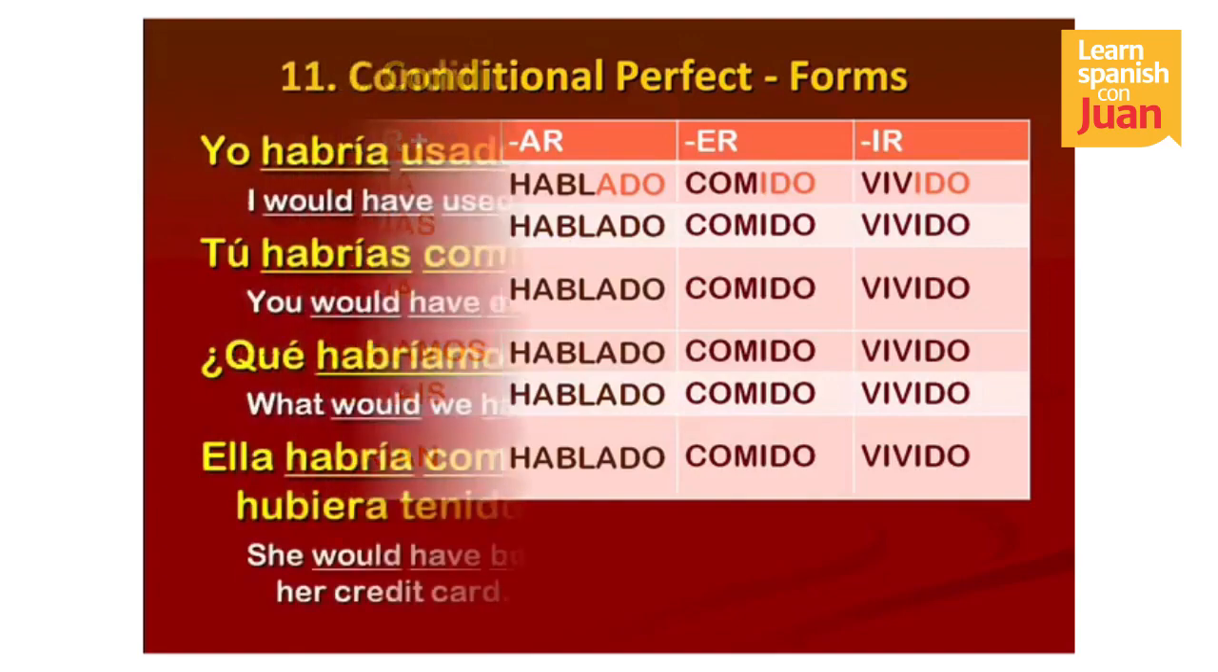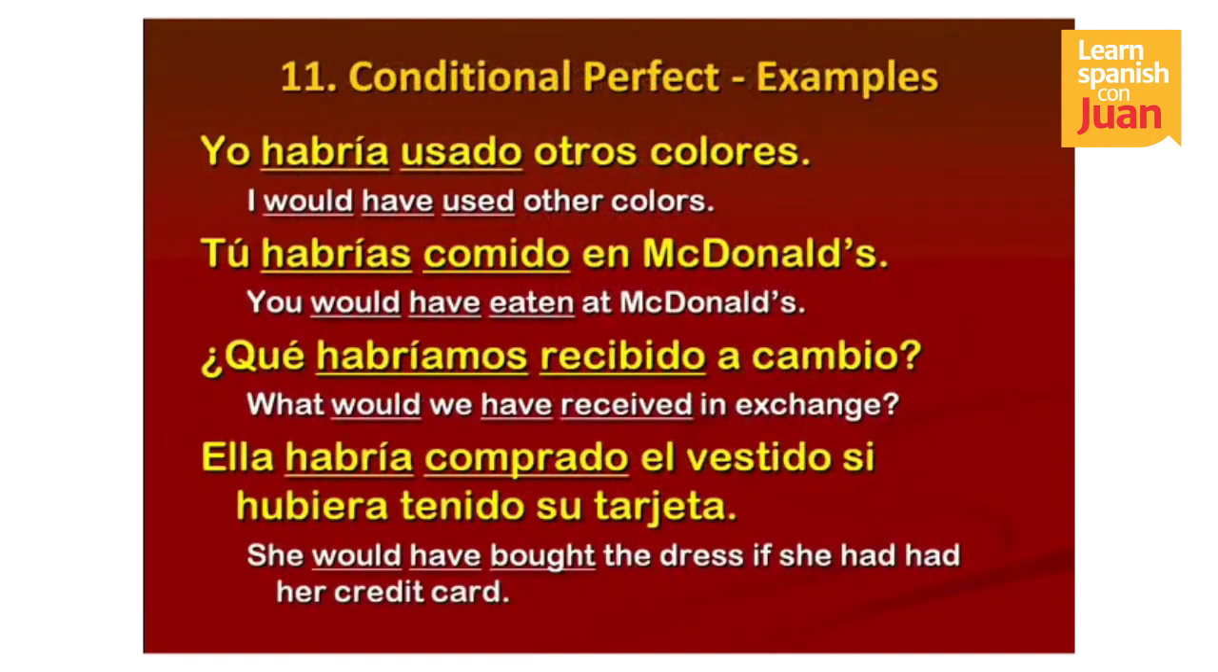Now, in terms of usage, let's look at these examples of what people would have done. Yo habría usado otros colores. I would have used other colors. Tú habrías comido en McDonald's. You would have eaten at McDonald's. ¿Qué habríamos recibido a cambio? What would we have received in exchange?